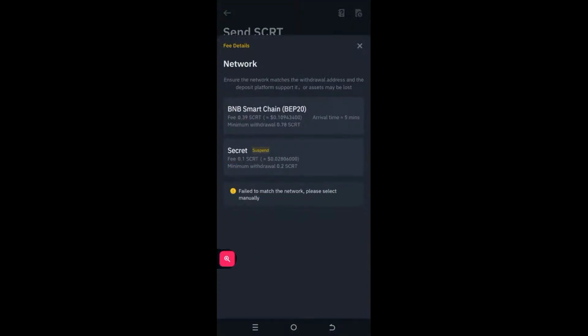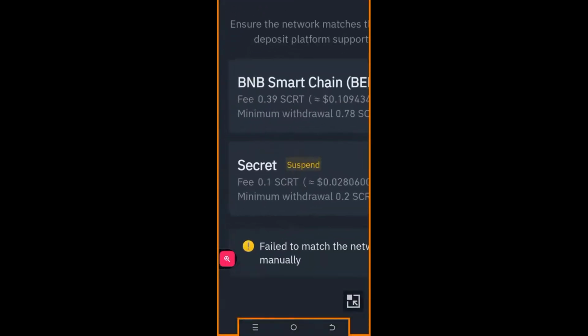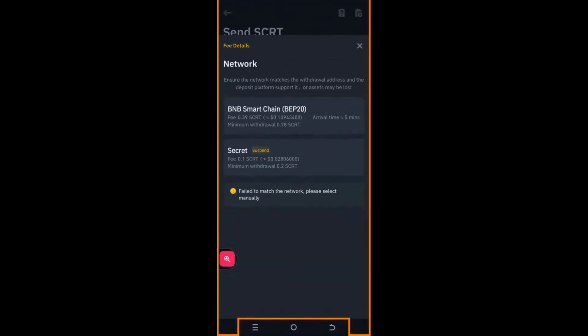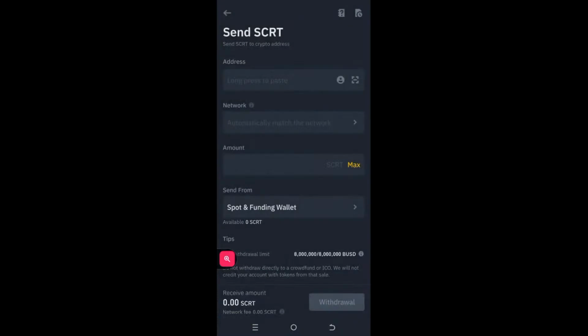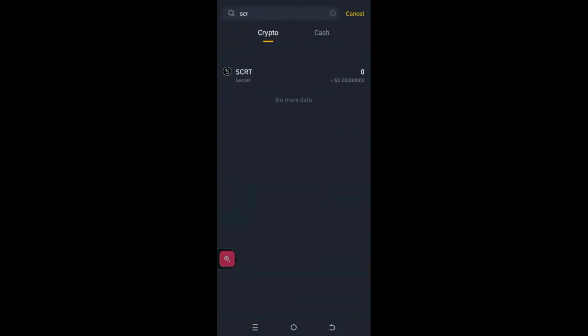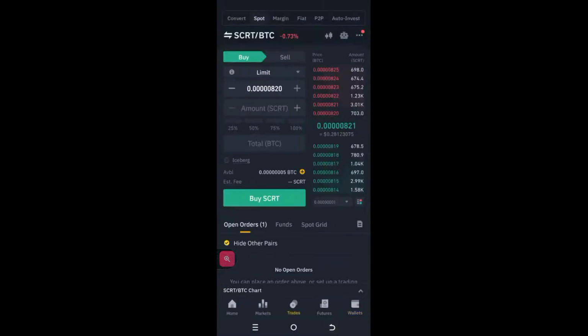Because the withdrawal network of Secret has been suspended. Can you see that? It has been suspended. So these are the pros and cons. Okay, let me go back. This was supposed to be a profitable transaction. But what exactly stalled this transaction?